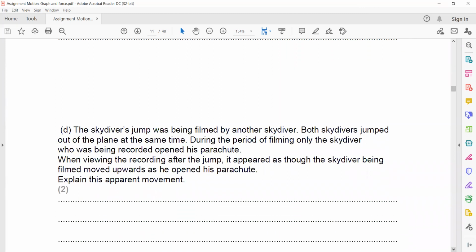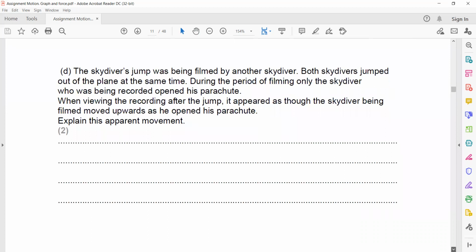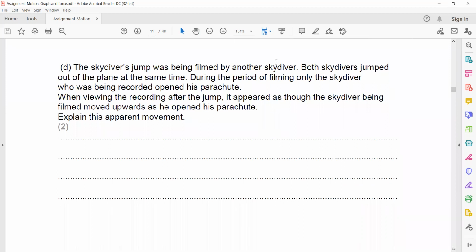And then a skydiver's jump was being filmed by another skydiver. Both divers jump out of the plane at the same time. During a period of filming, only the skydiver who was being recorded opened his parachute. When viewing the recording, it appeared that the skydiver being filmed moved upward as he opened his parachute. Explain this apparent movement. Two skydivers jump at the same time, but the one who's being recorded opens the parachute first.